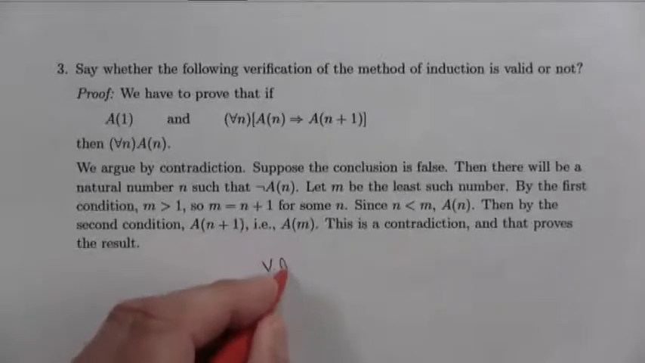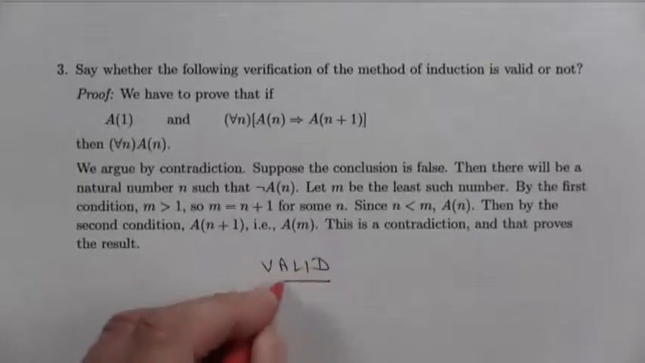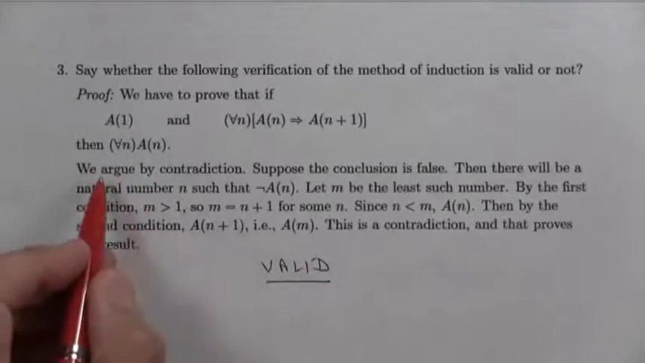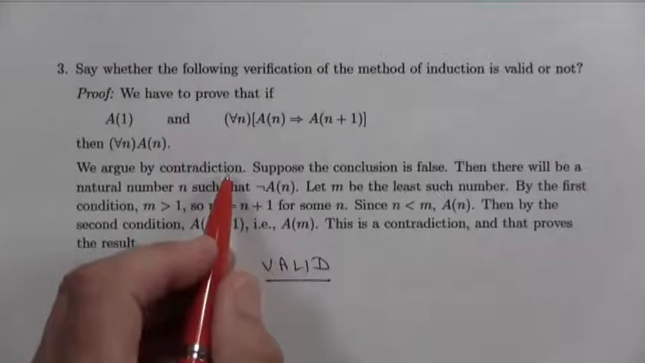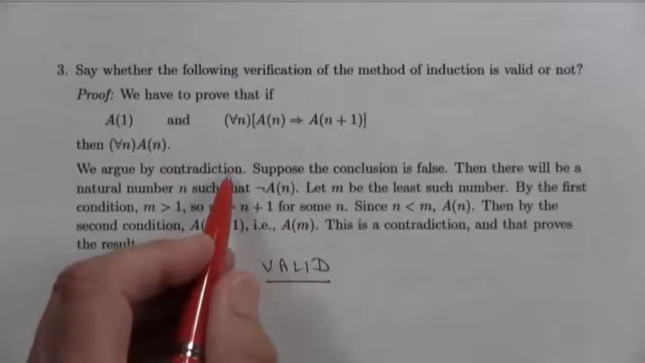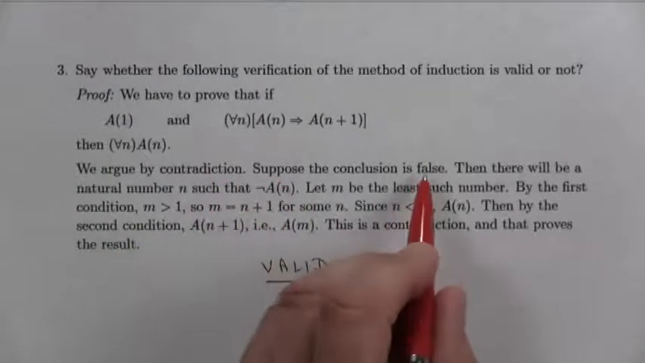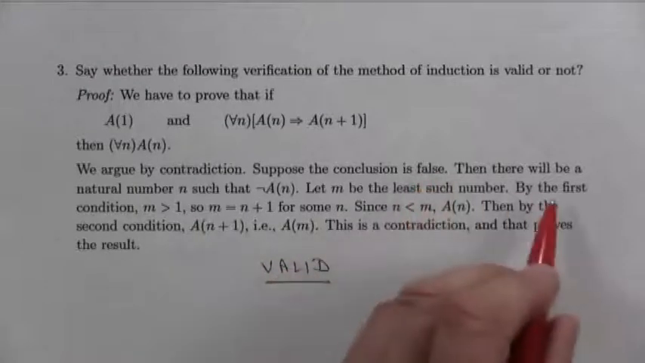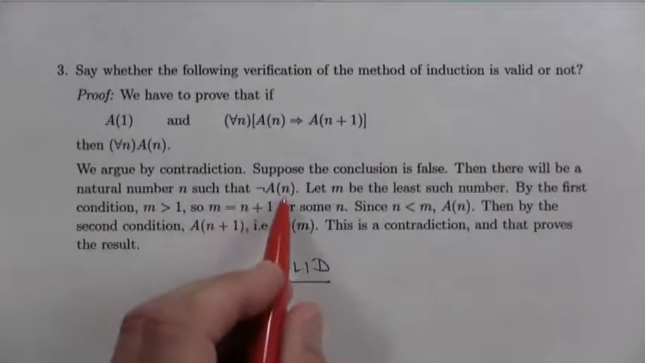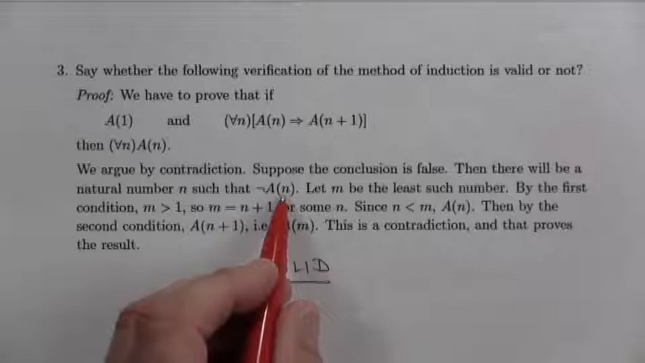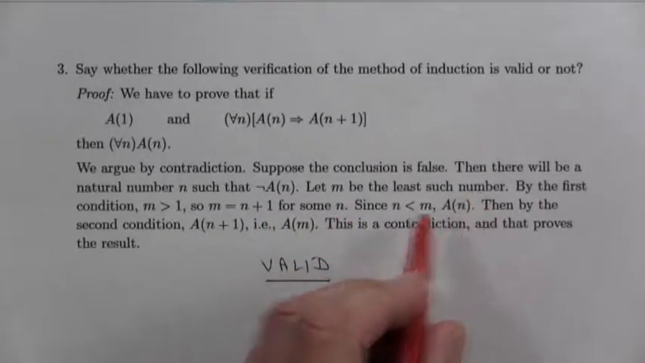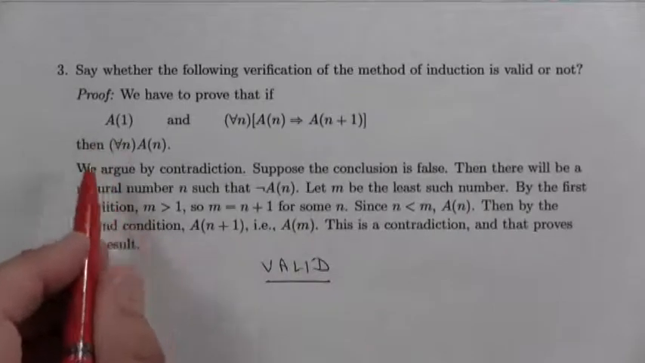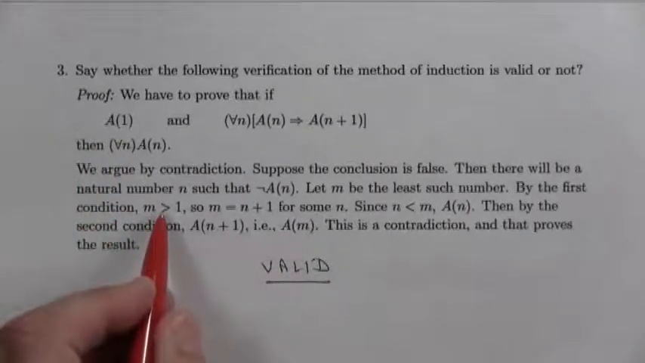Where this proof is in fact valid. Okay, let's just make sure that it works on all levels. We're arguing by contradiction. So this is the beginning step. Suppose the conclusion's false. Then there'll be a natural number n for which A is not true, so there'll be at least one.